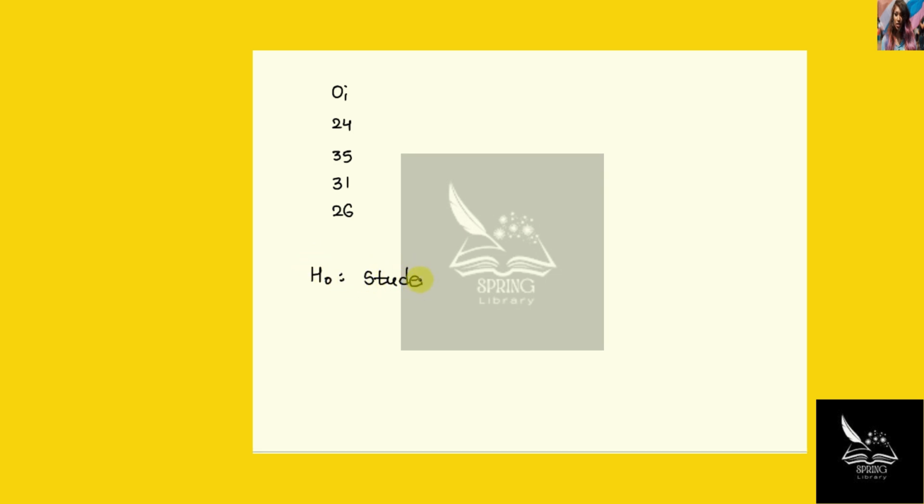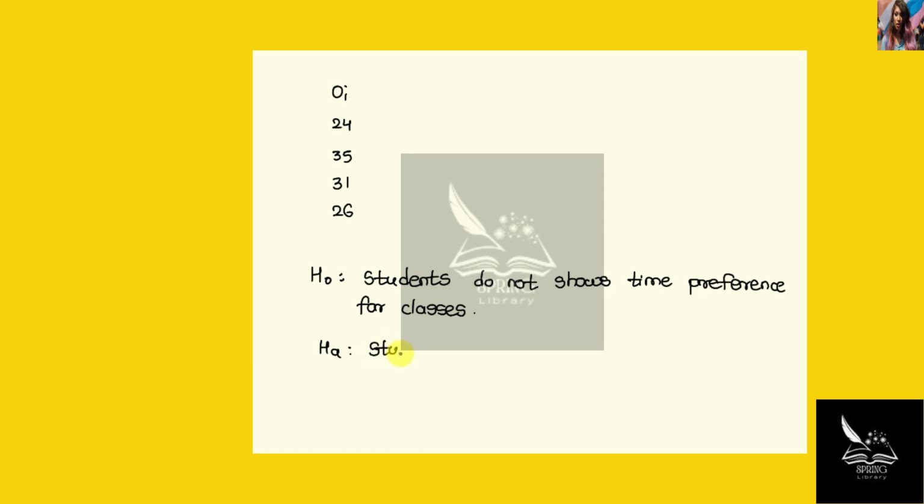H0: Students do not show time preference for the classes, versus the alternative hypothesis HA: students show time preference for classes.